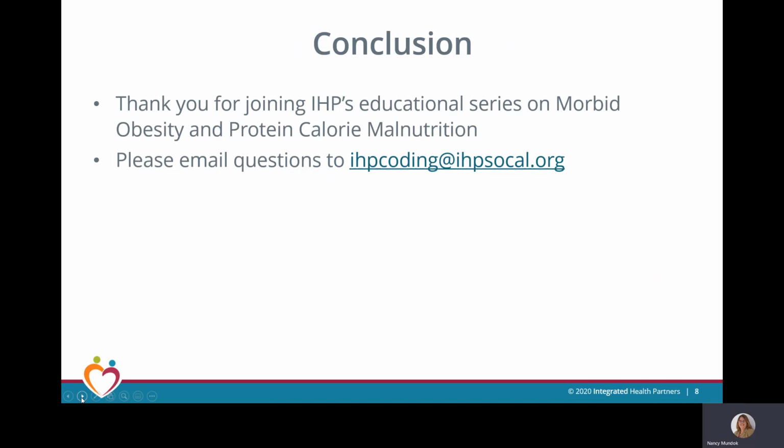That concludes our review of morbid obesity and protein-calorie malnutrition. These conditions are two of the most frequently underreported conditions when performing a risk adjustment audit.